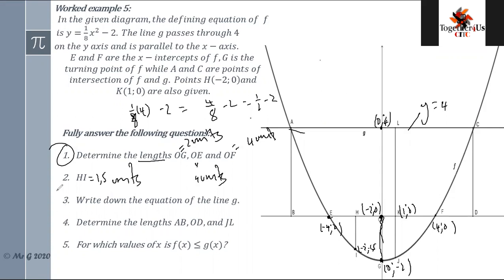Finally, number 3, write down the equation of the line g. Guess what? We have already written this one. This is y equals 4.